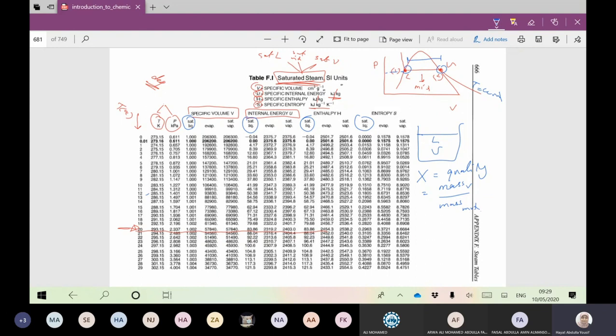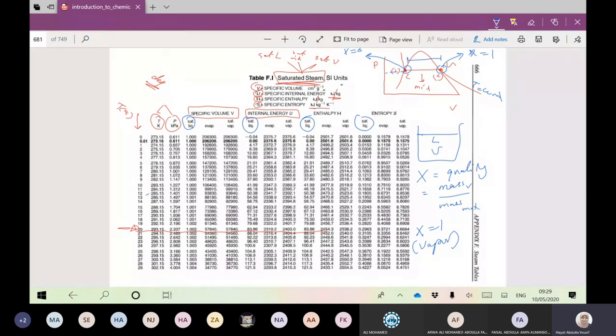I'll give you an example. If my X is equal to 1, it means it is totally vapor. Here X is equal to 1. However, if my X is equal to 0, it means no vapor is there. In other words, I do have here X equal to 0. The quality is related to how much vapor I'm having. So if I don't have any vapor, it means it's saturated liquid. If I have all of it vapor, then it is saturated vapor.